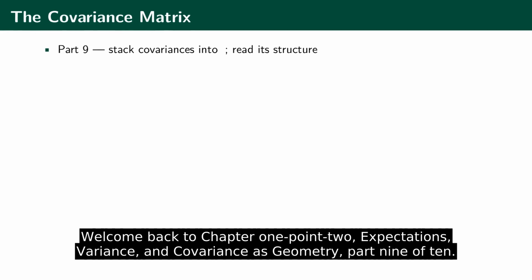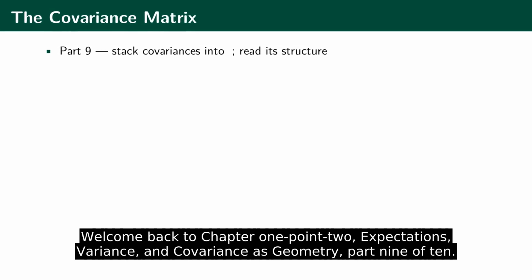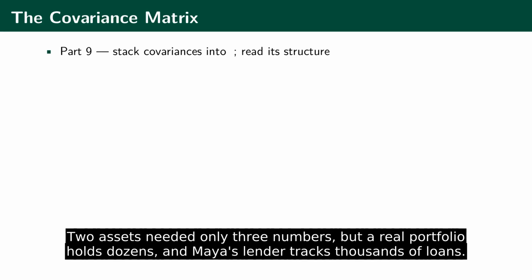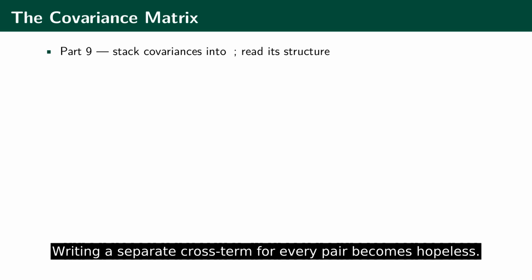Welcome back to Chapter 1.2, Expectations, Variance, and Covariance as Geometry, Part 9 of 10. In Part 8, we saw correlation is a cosine, and risk adds like vectors. Two assets needed only 3 numbers, but a real portfolio holds dozens, and Maya's lender tracks thousands of loans.